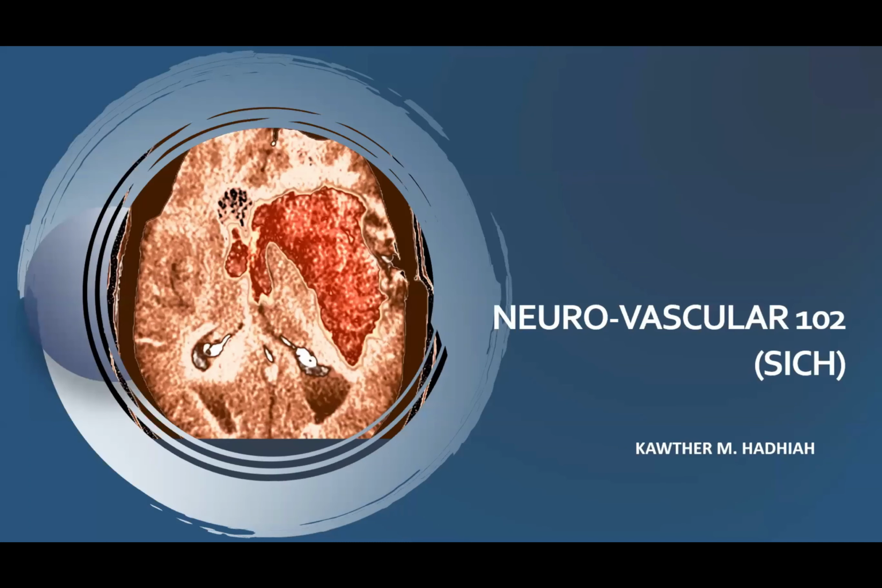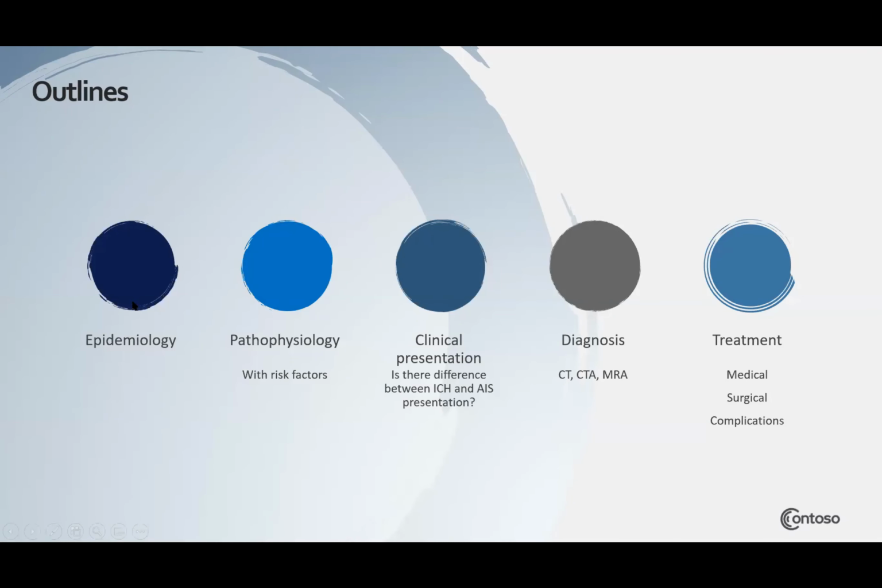In this lecture we will continue what we started 2 weeks ago. 2 weeks ago we talked about acute ischemic stroke management, and we will continue with the counterpart of it, which is ICH. So we will cover a couple of things, starting from the epidemiology, pathophysiology, clinical presentation, diagnosis, and treatment.